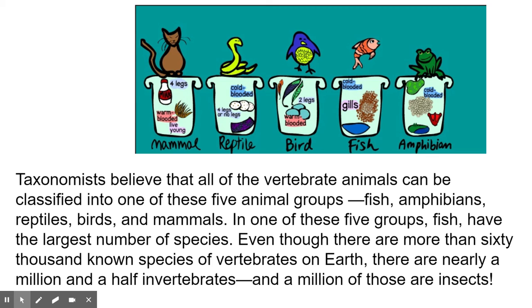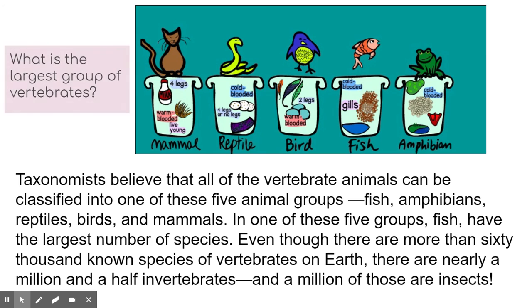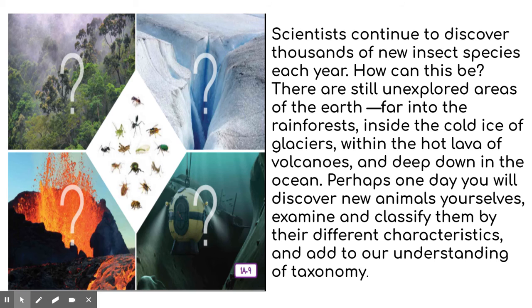Even though there are more than 60,000 known species of vertebrates on Earth, there are nearly 1.5 million invertebrates, and 1 million of those are insects. All right, class, what is the largest group of vertebrates, animals with backbones? Correct, it is the fish group. Scientists continue to discover thousands of new insect species each year.